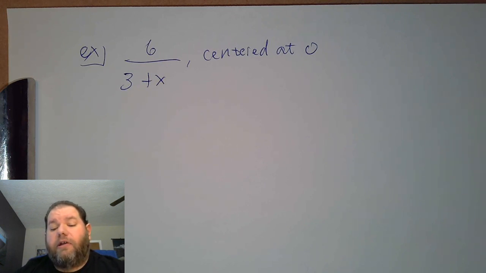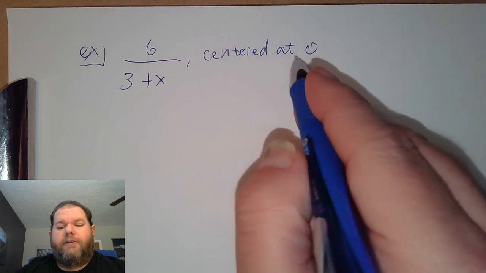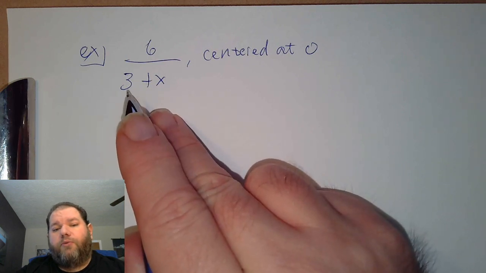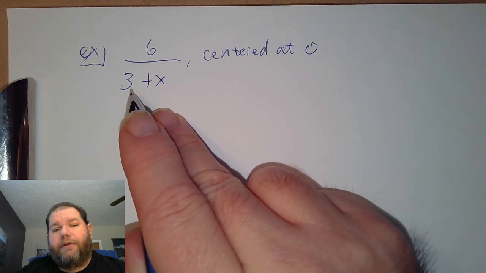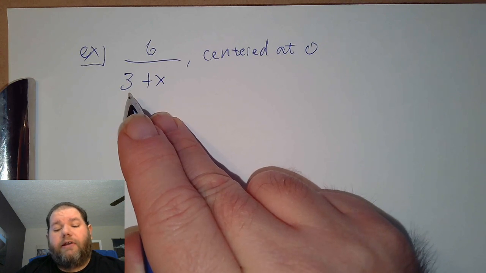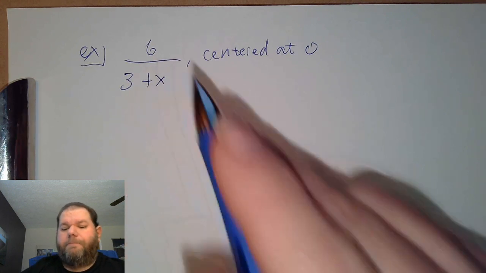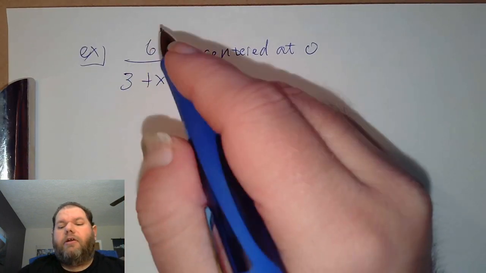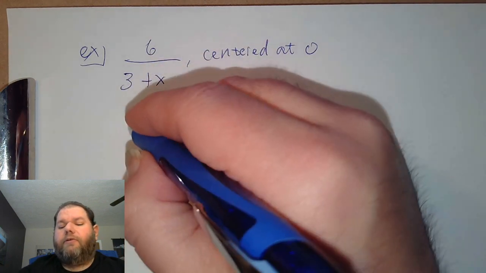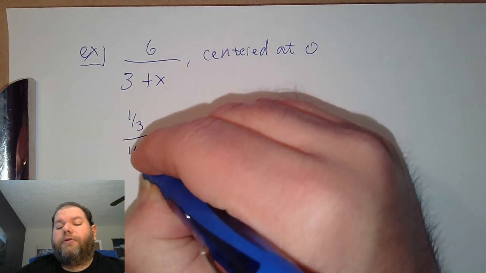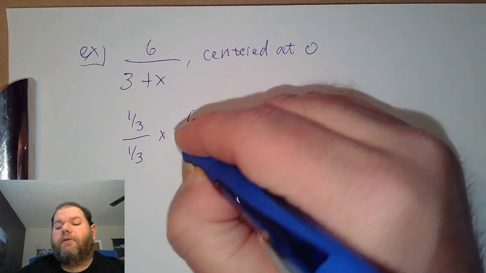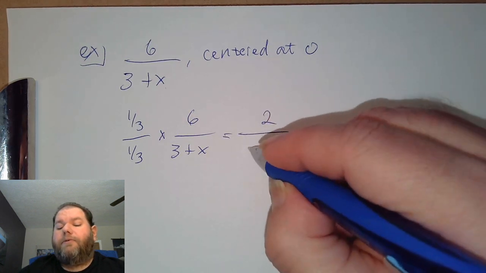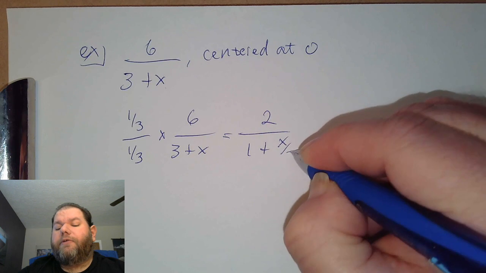Same situation. We want to make sure we have x minus c here, but since the center is 0, that just has to be an x, which is good. Next thing, we want to make this into a 1. In order to make that 3 into a 1, the only way we can do that is to divide by that number. So we'll divide all of our, we can't just divide this number by 3, of course. We need to divide every number by 3. So we'll do 1/3 over 1/3 times 6 over 3 plus x. So that'll make it a 2 on top, 1 plus x over 3 on bottom.